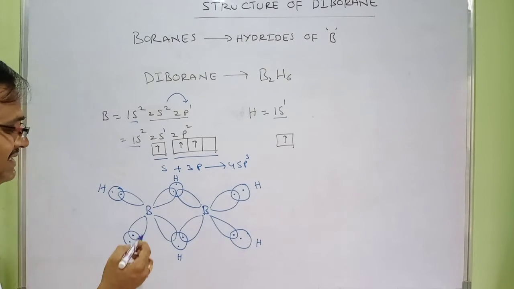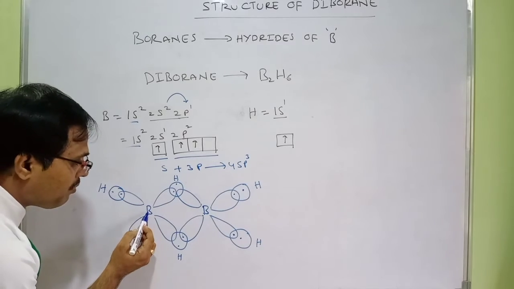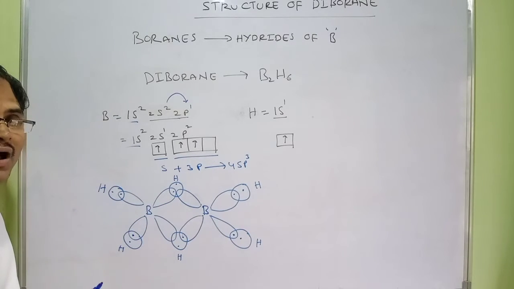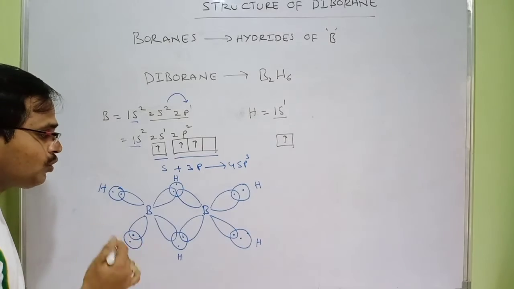So how many centers do you have here? See, this is boron, this is hydrogen, this is boron. Actually, you should have four electrons to make two bonds.